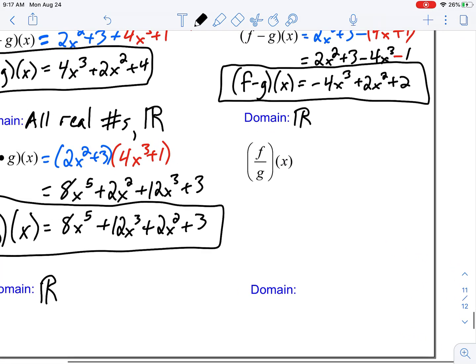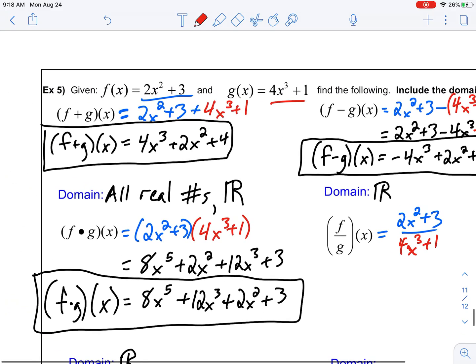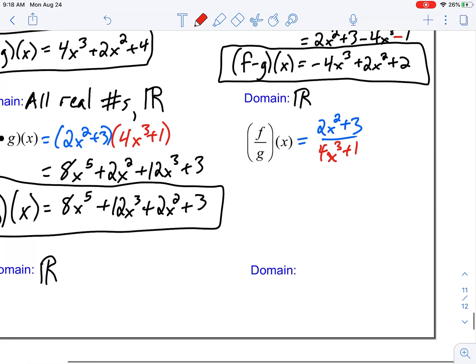All right. Last but not least, let's divide them. So we want to divide f and g. So this is 2x squared plus 3 divided by g, which is 4x cubed plus 1. All right. Now the 3 spots I got to check. Check this original f, no restriction. Check this original g, no restrictions. But in my new function created by dividing f divided by g, I have a restriction. I have 4x cubed plus 1 in the denominator. Just like before, 4x cubed plus 1 cannot equal 0. And I have to solve it.